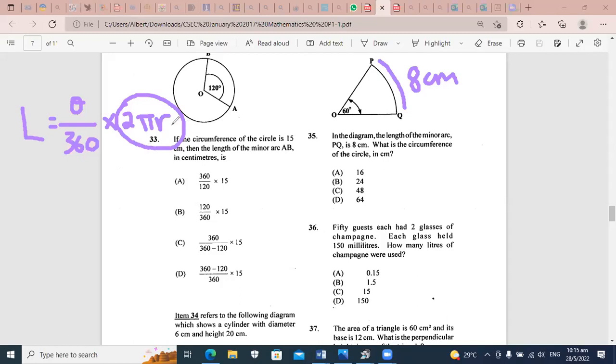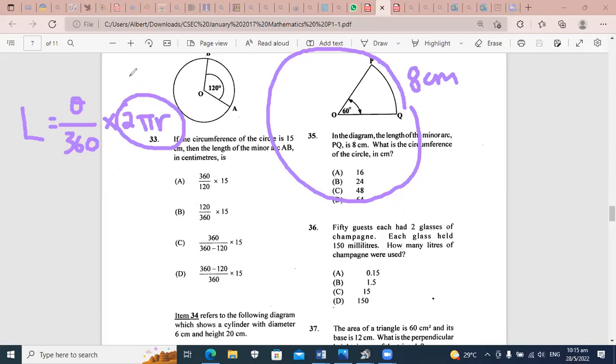Pi is 22/7, right? But you think about it, we can't use 2 pi r as a formula because we don't know what the radius is. That causes a problem because we don't know what r is. The question is asking us to find the circumference of the entire circle. And 2 pi r represents the entire circle.